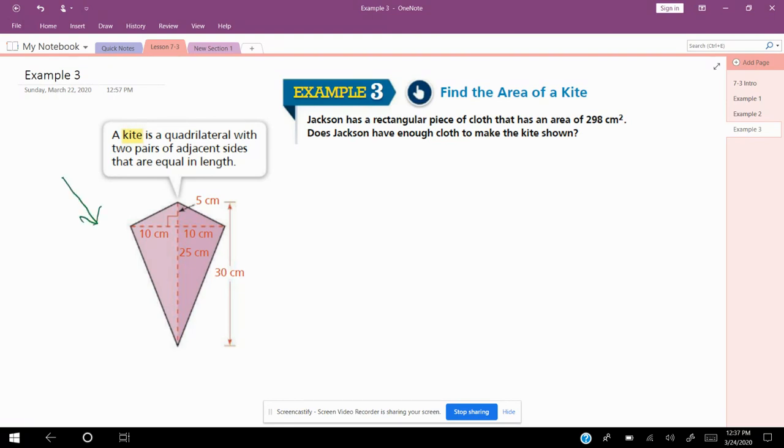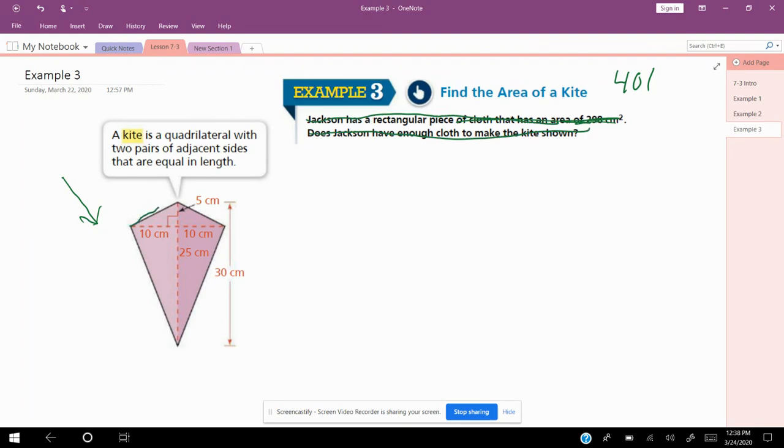right over there, I could break it up all into triangles. The original problem says Jackson has a rectangular piece of cloth that has an area 298 centimeters. Does Jackson have enough cloth to make the kite shown? I want to skip that. This is on page 401 of your book. I just want to go over how to find the area of the kite. We're going to break this up into triangles. When I look at this, I see 2 major triangles.